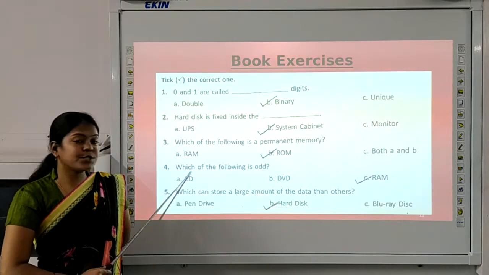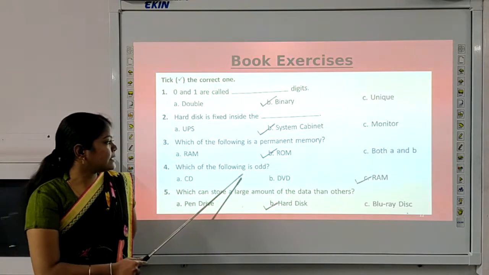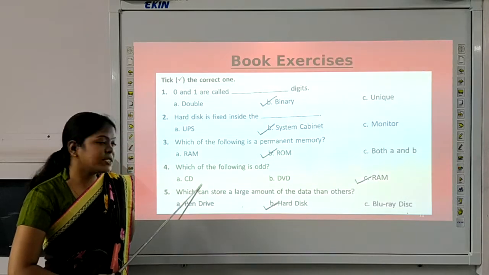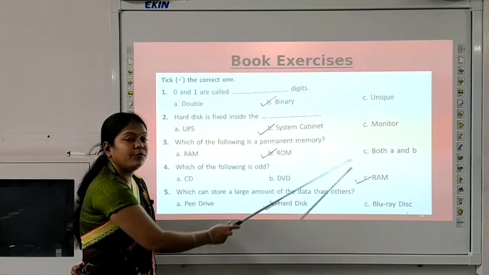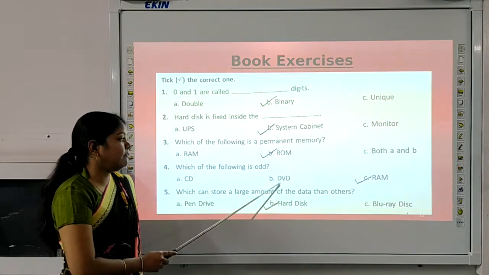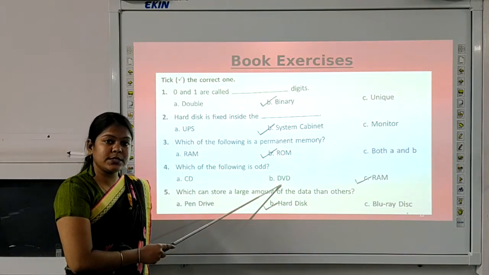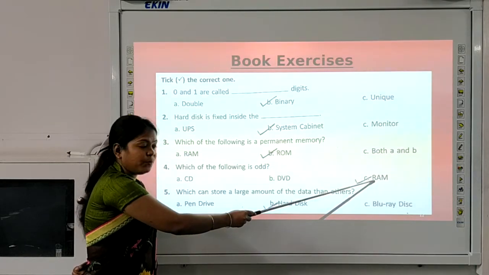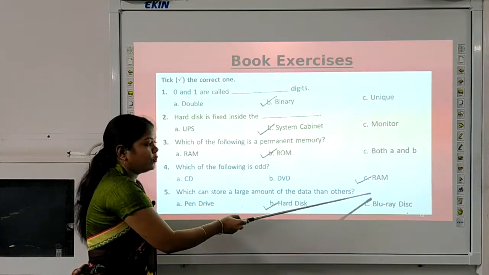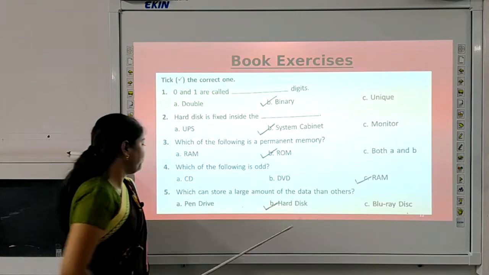Students, next question is which of the following is odd and the options are CD, DVD and RAM. We know students CD and DVD both are the types of storage devices and here RAM is the type of primary memory. So this one is odd. Put the right mark on the RAM.